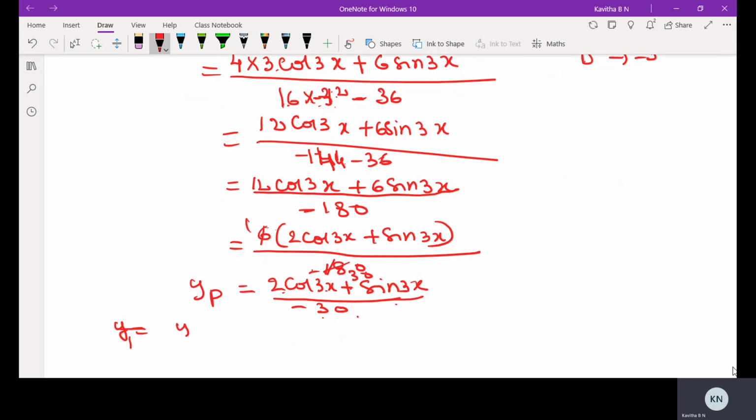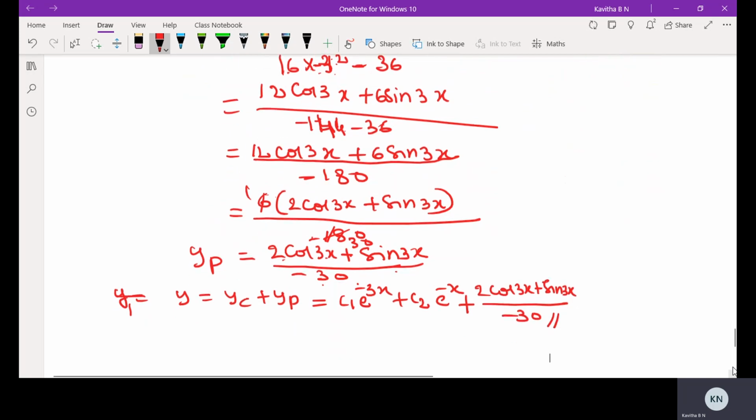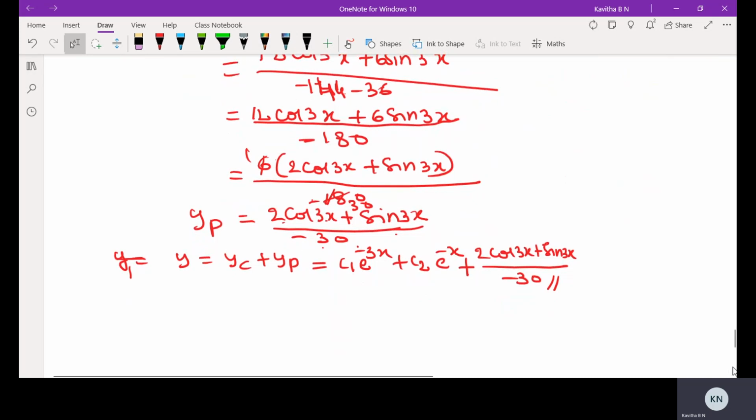Then y = yc + yp. yc is nothing but c1 e^(-x) + c2 e^(-3x), plus (2 cos 3x + sin 3x) whole divided by -30. This is the required answer.